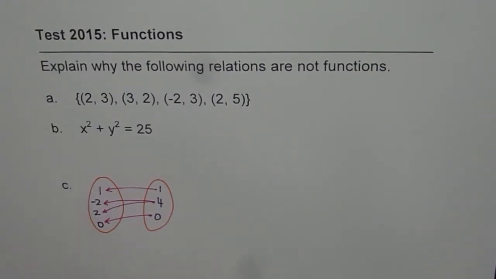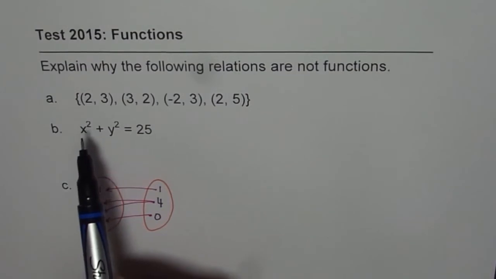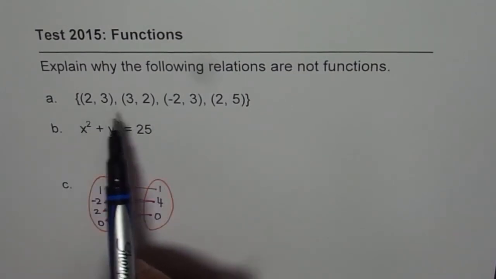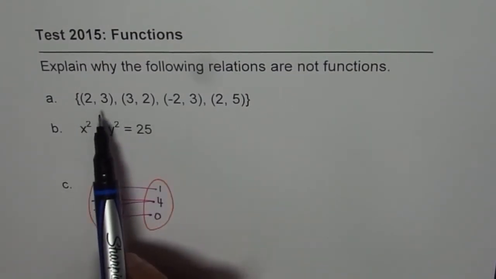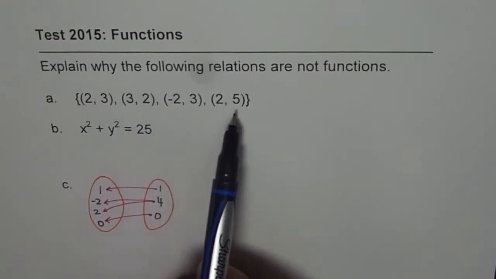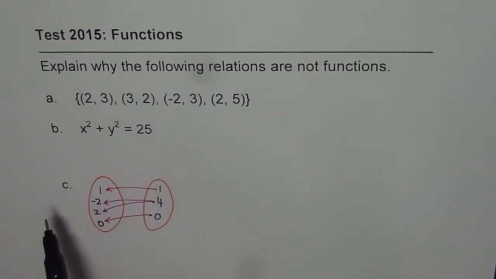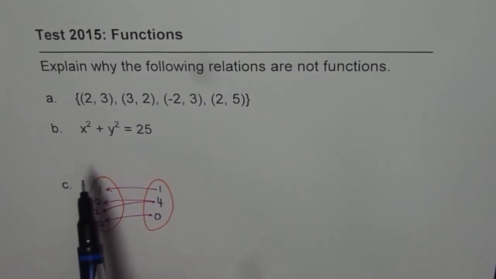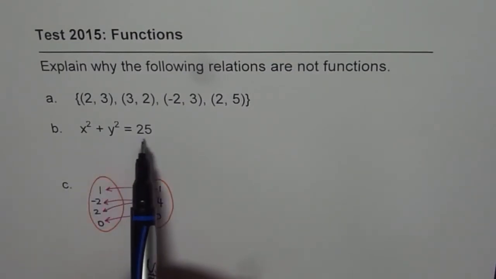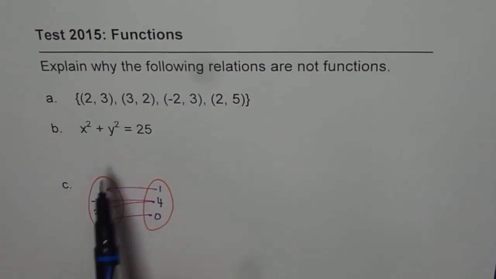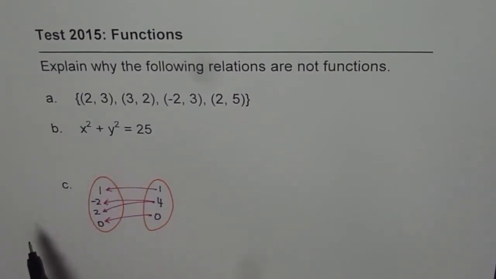So we have three relations here. The first one is given in the set form. We have these coordinate points (2, 3), (3, 2), (-2, 3), (2, 5). Reason out why this is not a function. Then we have an equation x squared plus y squared equals 25. This is not a function. Explain why. And we have a mapping diagram, right? So you can pause the video, understand, and then write down your answer.